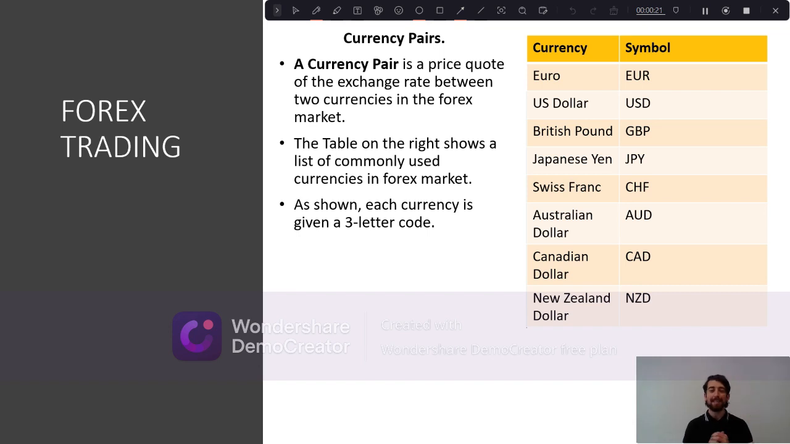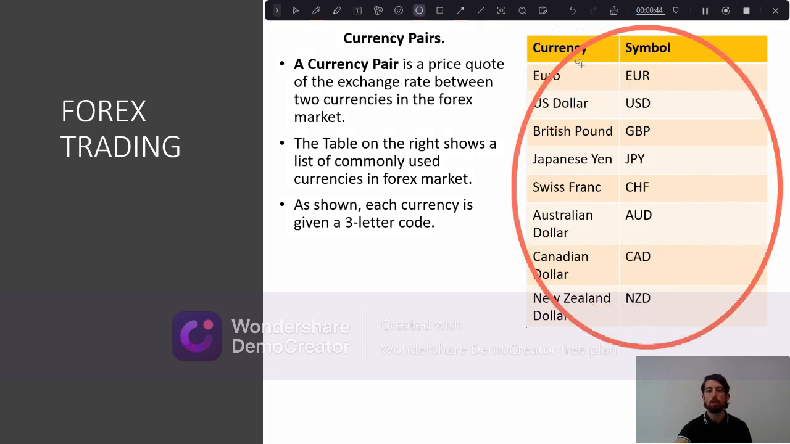Hi guys, in this lesson we are going to be talking about currency pairs: what is a currency pair, how you trade it, what actually makes it up, why you need to know about it, and we'll also be going over the bid-ask spread.